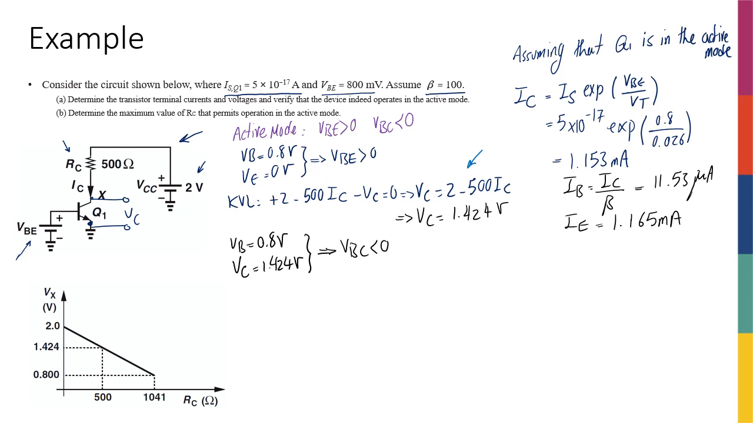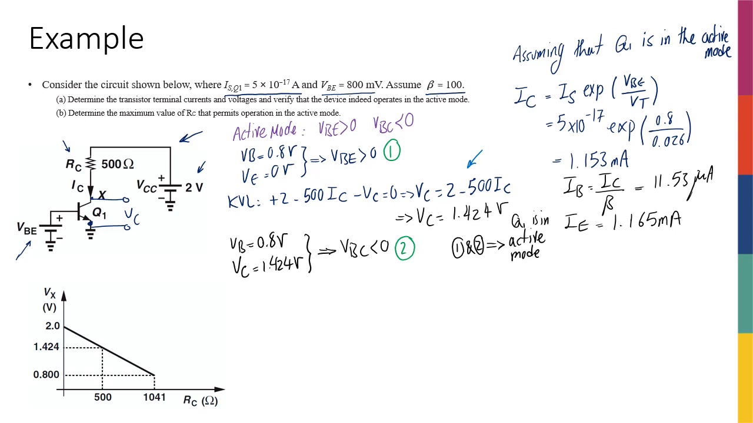So based on, let's say, number 1 and number 2, I can say that 1 and 2 tell me that I'm in the active mode. So Q1 is in active mode. Okay, so we just verified that.